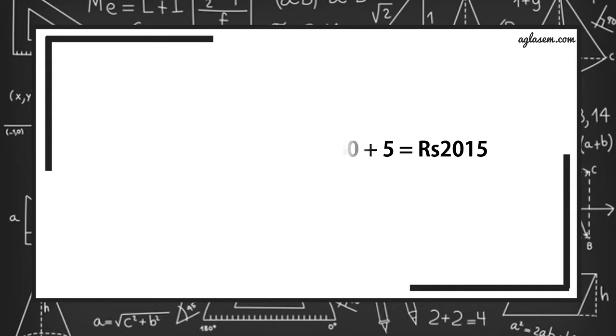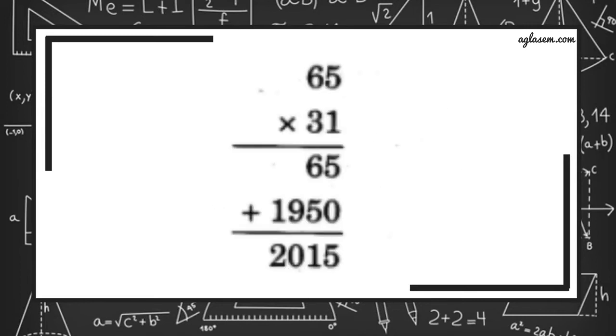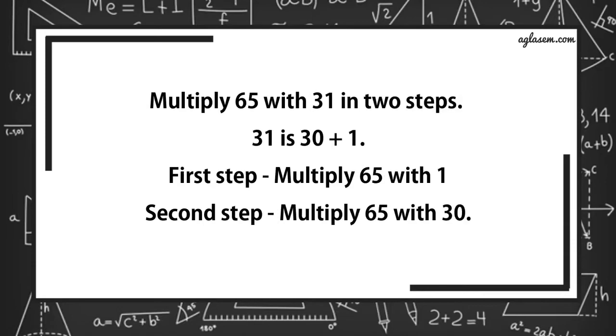Further, Mani Ratnam's daughter Bella had learned another method of multiply. She wrote like this and showed it to Bhanu, her brother. Akka, how did you do this? So here you can see that 65 multiplied by 31, it will give you 2015. You can multiply 65 with 31 in two steps. You know that 31 is 30 plus 1. So in the first step, multiply 65 with 1, and in the second step, multiply 65 with 30.